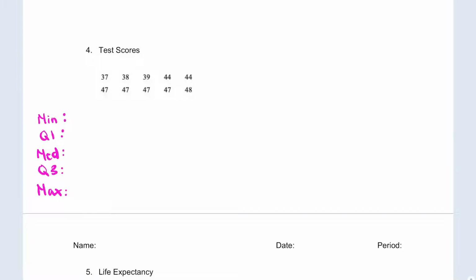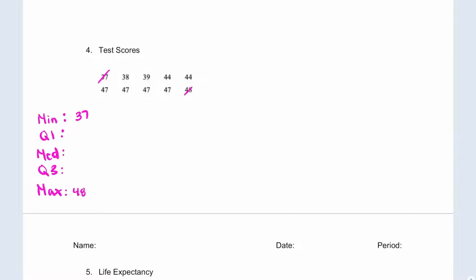Okay, so let's go ahead and find the median first. Actually, the minimum is 37 and the maximum is 48. I think the max score is like 50 or something. So if you're wondering if this test is out of 100, then these people might be scoring pretty low. Okay, so there we have our max and our minimum.